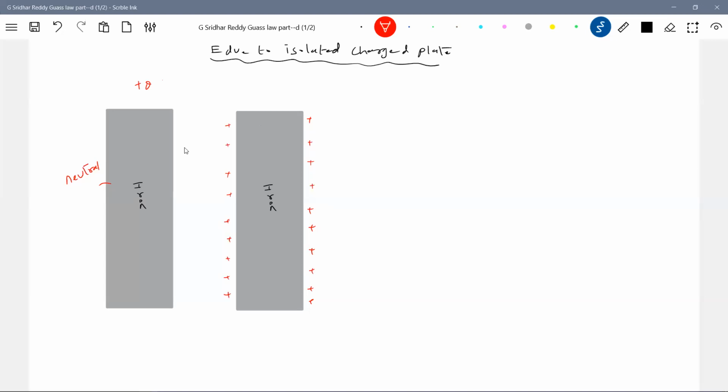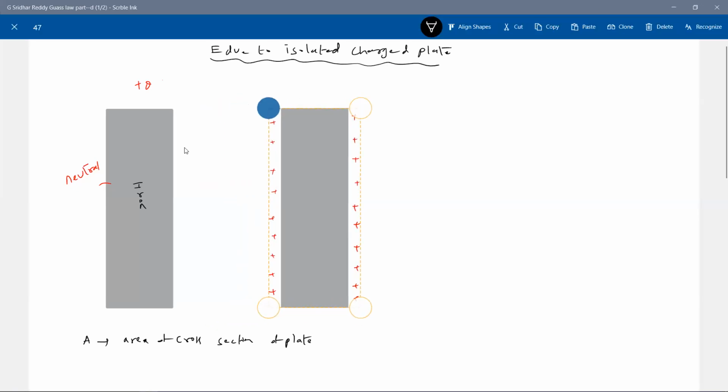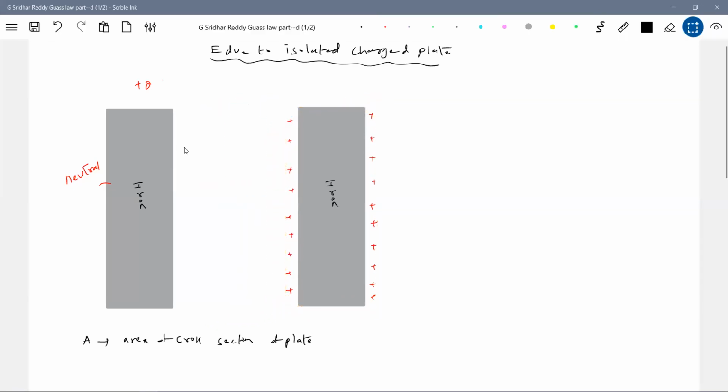Let A be the area of cross section of this plate. So we'll define a few terms. Area of cross section of the plate. Now, how to find out the electric field due to this? Here the charge which is present will produce a field in this way.